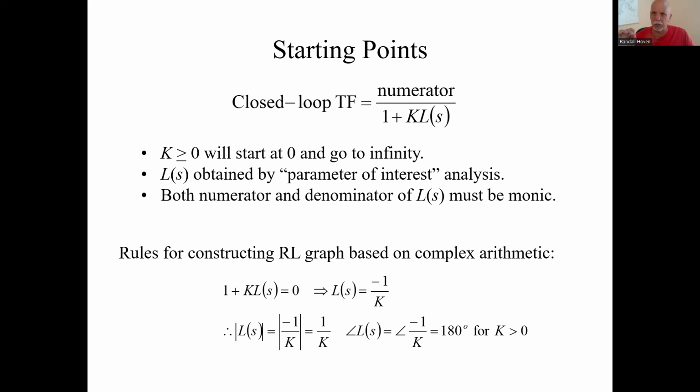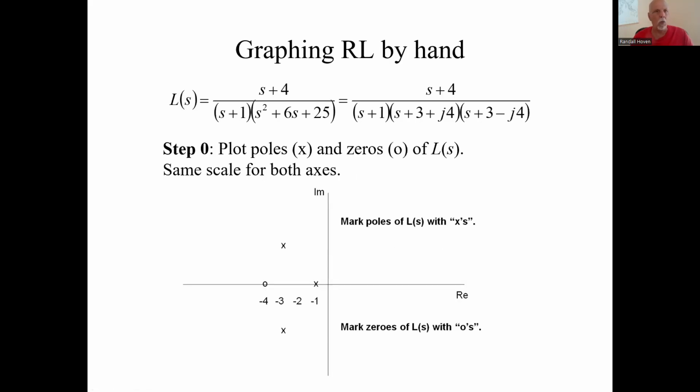By the way, there's going to be a bunch of rules for how to draw root locus, and they're based on the complex arithmetic of this. If this is a true statement here, that means this L must be minus 1 over k, and we're looking at non-negative k. So the magnitude of this L is 1 over k, and the angle has got to be 180 degrees because this is a real negative number. I'm not going to go through that, but if the rules that we're going to show you look strange to you, that's where they come from.